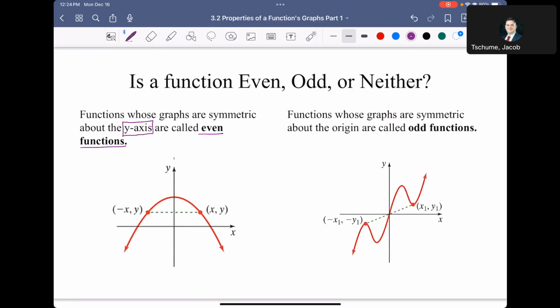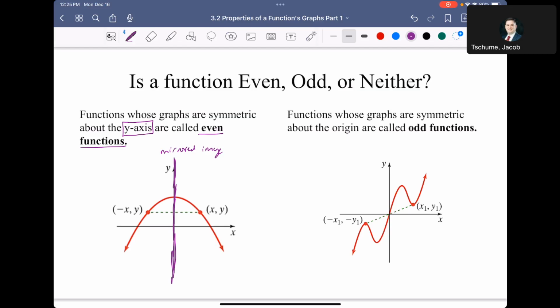How I usually tell students is that if you draw a line straight down the middle of your axis, so the y-axis, you should see a mirrored image on both sides. If you think of your graph as being a piece of paper, if you were to fold your paper across the y-axis, so folding it vertically, the two graphs would lay on top of each other. That's an example of even. So you have the exact same picture on both sides symmetrically around the y-axis.